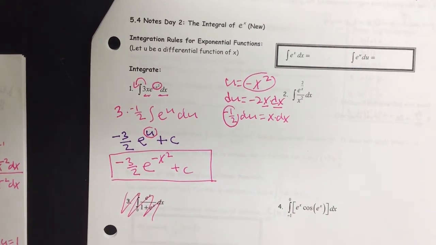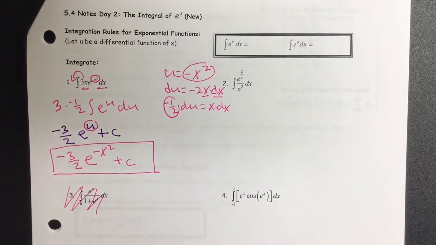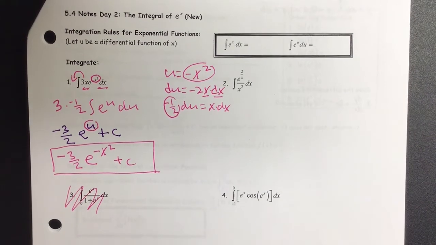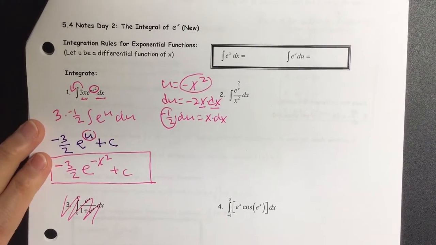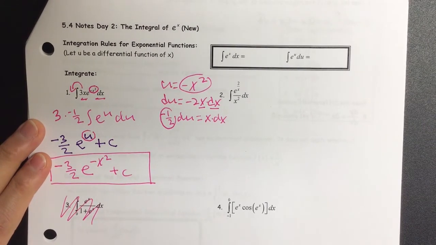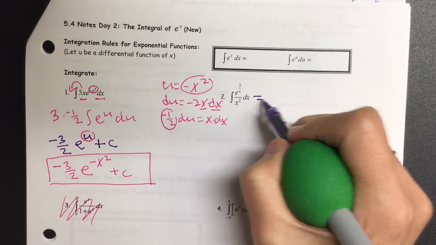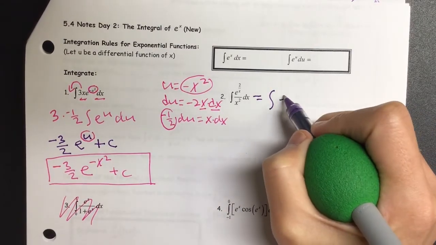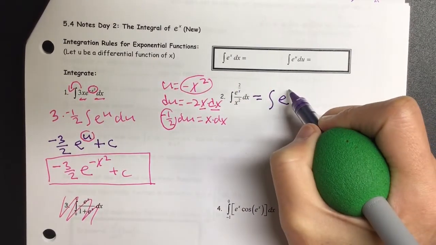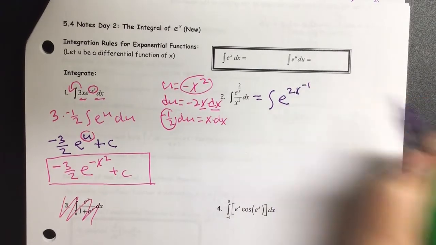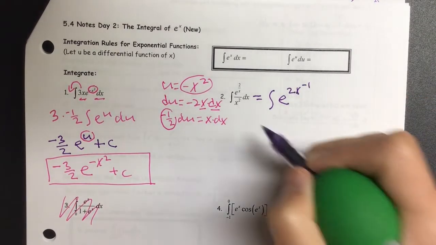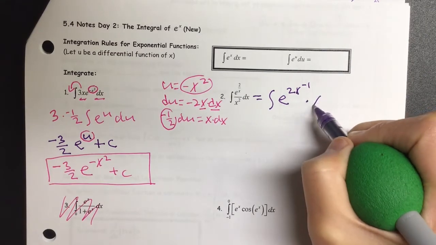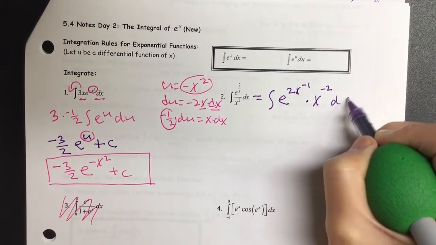All right, let's go on to number 2. On number 2, what do we not like about the format of number 2 right now? We have fraction power and we have overall fraction. Let's go ahead and undo the fraction. So we have the integral of e to the power of, just that part alone, 2x to the negative 1. And then when I bring the x squared from the bottom to the top, it is x to the negative 2 dx.